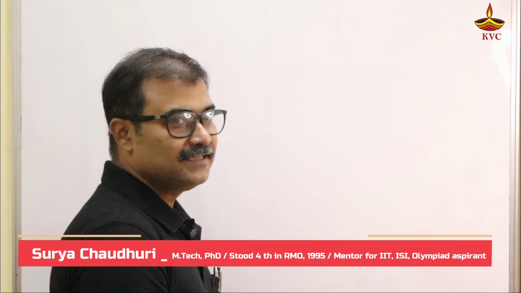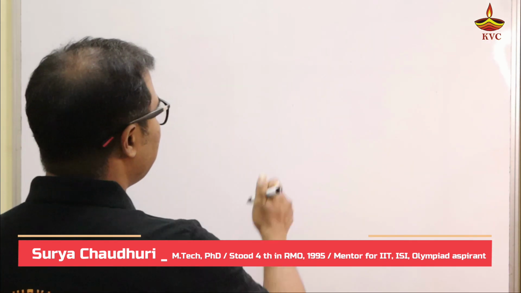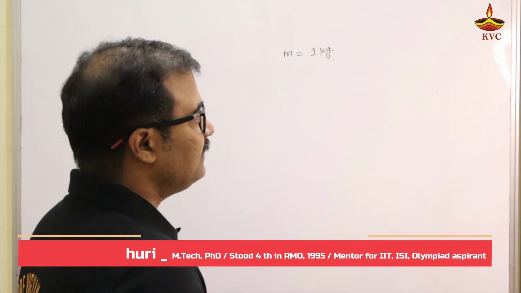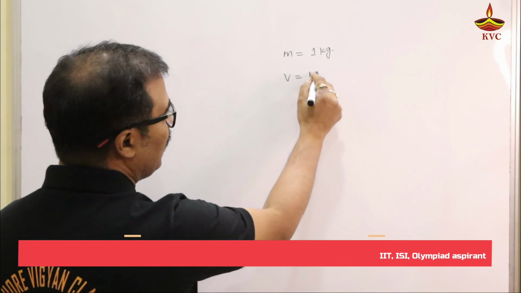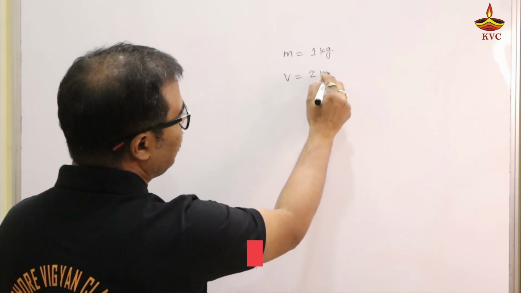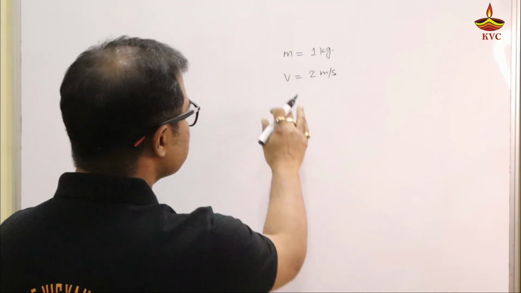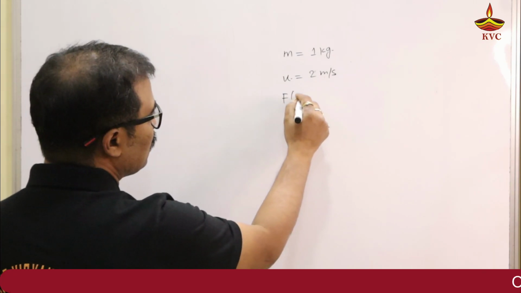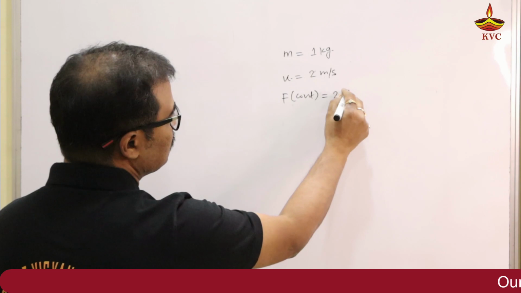So now this is the second part of the video. If you have gone through the first lecture of this concept, now this is the application. The above problem clearly suggests that there is a particle of mass 1 kg, and it has a velocity of 2 meter per second. That means it has an initial velocity, and there is a constant force which is 2 Newton.